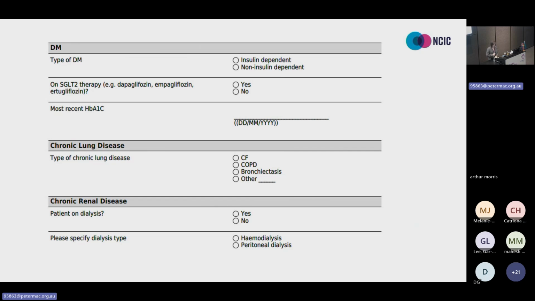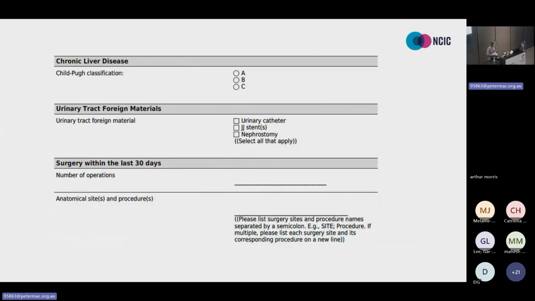Chronic lung disease, just some very basic information about the types of risks that they maybe have, as well as whether someone is on dialysis and what type of dialysis. Chronic liver disease, just basic Child-Pugh classification, which we can provide the definition of for those who need it. The urinary tract, we're just interested in obviously things that are quite common and place patients at risk of urinary tract fungal infection and fungemia, with catheters, JJ stents and nephrostomy.